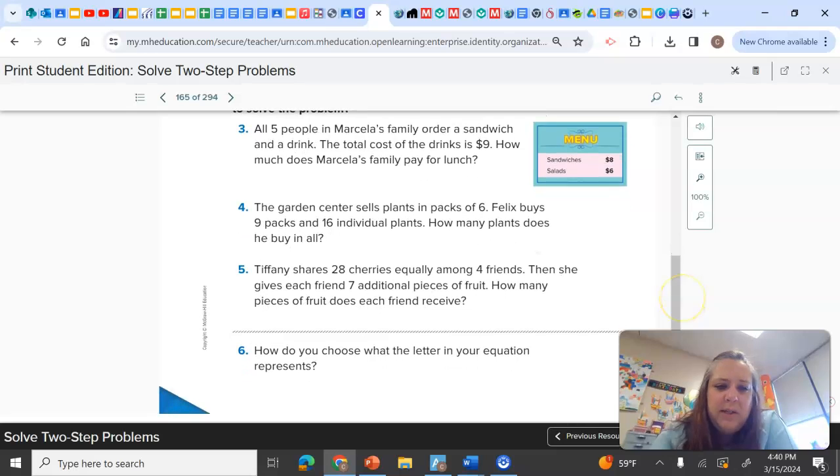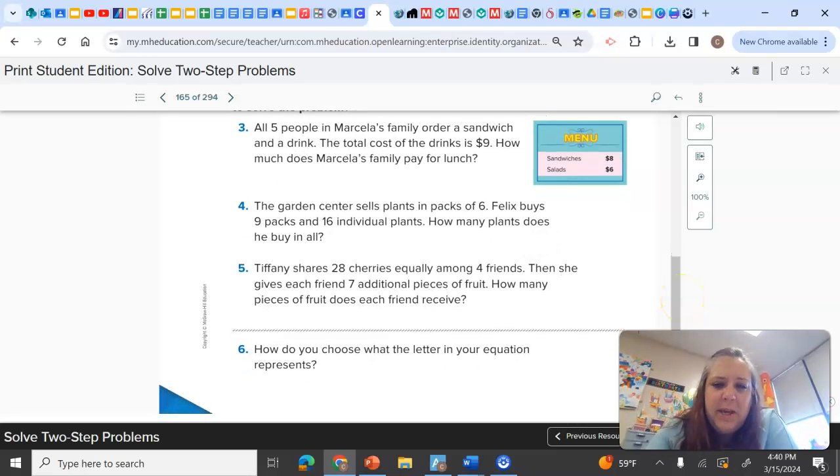Number 4, the garden center sells plants in packs of 6. Felix buys 9 packs of 16 individual plants. How many plants does he buy in all? Write an equation with letters for the unknown to represent the problem.